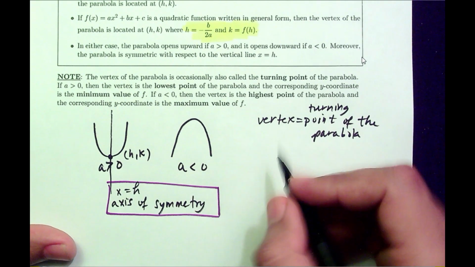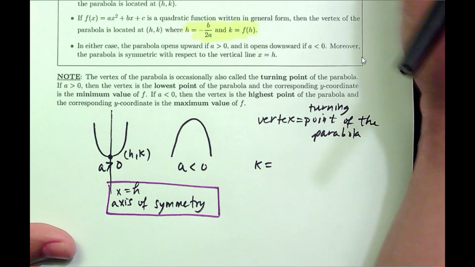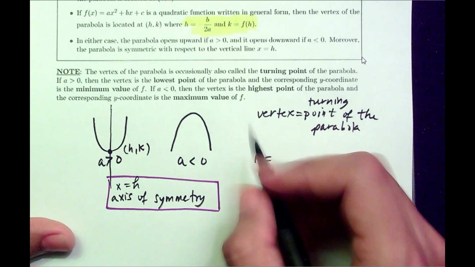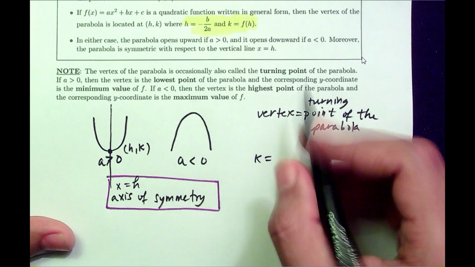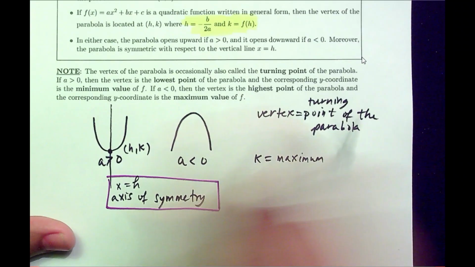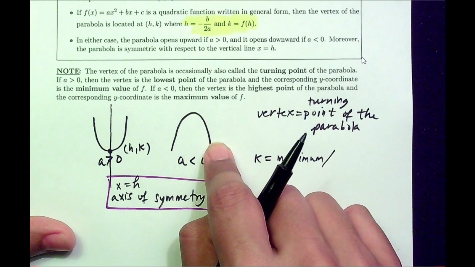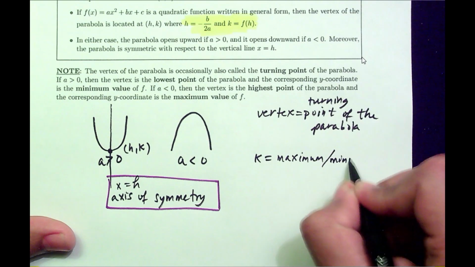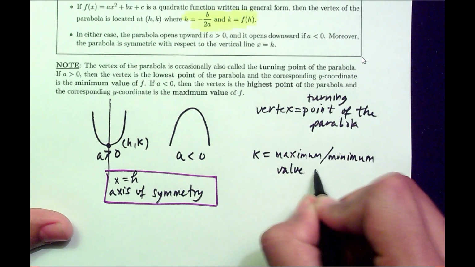And also, one more thing, and this is pretty important in calculus, the way you call things in calculus. In calculus, the k value of that vertex, the y coordinate, is called the maximum if it opens down like that, or the minimum if it opens up, depending on which situation you have, the maximum or the minimum value of f.